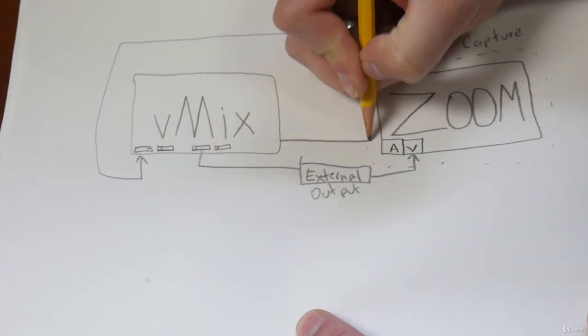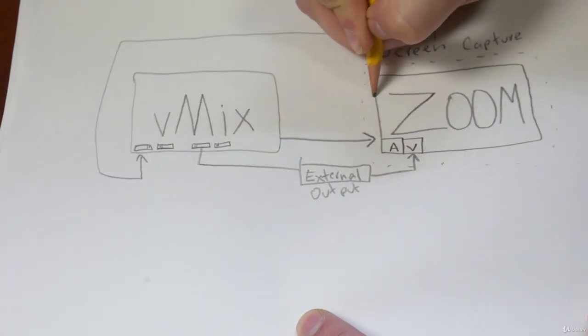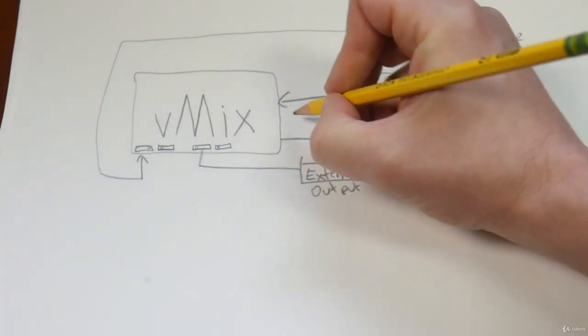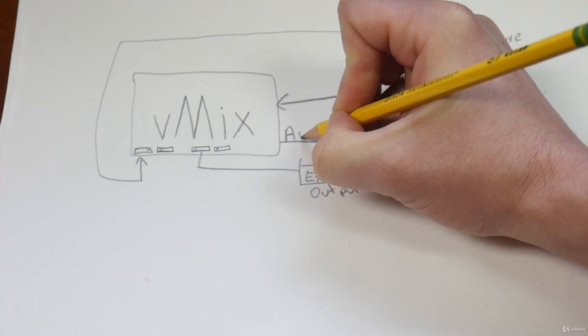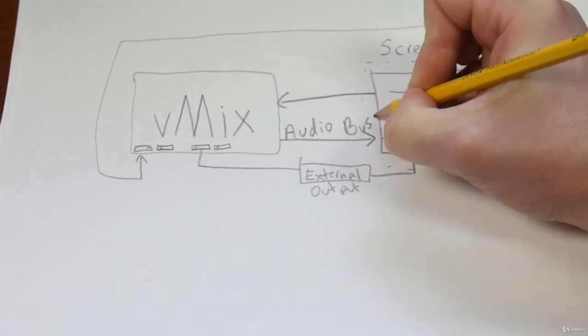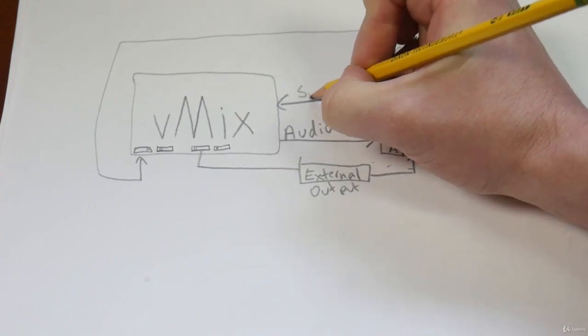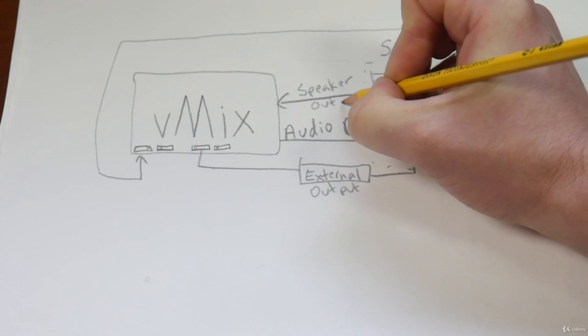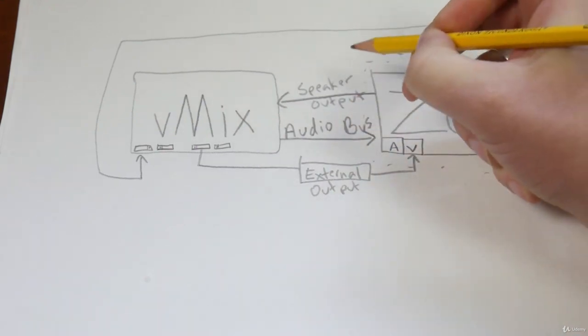And then the audio part is not that hard, but I think people get tripped up by this. We need to send audio from vMix into Zoom and take the speaker output, the audio from Zoom, back into vMix. And there's a little bit of mix minus there. We're probably not going to want to hear ourselves speaking, and so we'll mix that audio out, and we'll show you how to do that.